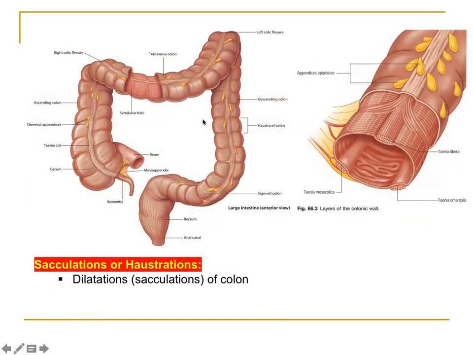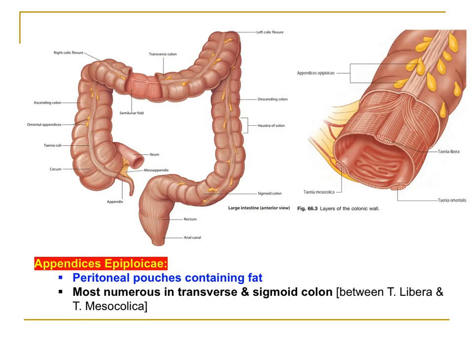Now, haustration or sacculation is nothing but the dilatation of the colon. And appendices epiploicae are fat-filled pouches, and they are most numerous in the transverse and sigmoid colon, between the tinea libera and tinea mesocolica. So most numerously they are present in these two parts. Just remember, appendices epiploicae are nothing but fat-filled pouches of the peritoneum.